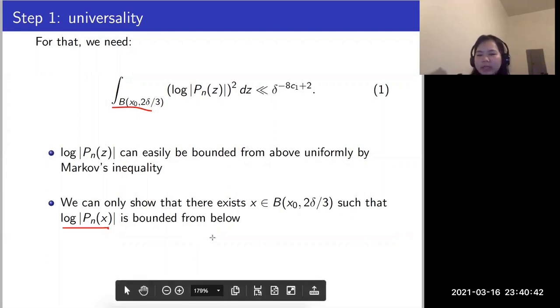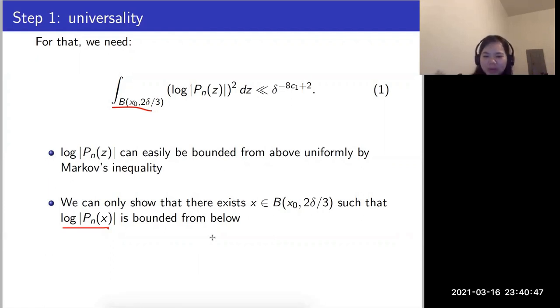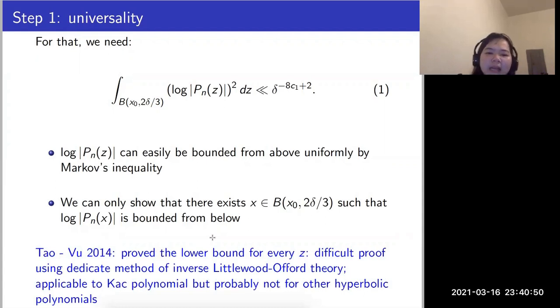If we want to control it with a very high probability, which is what we need, we can only show that there exists a point at which we can do it well. And in the work by Tao and Wu in 2014, even though their approach was slightly different, they also have to deal with the same issue. What they do is prove a good lower bound for every z. Their work is a very, very beautiful proof, but it's also very difficult.